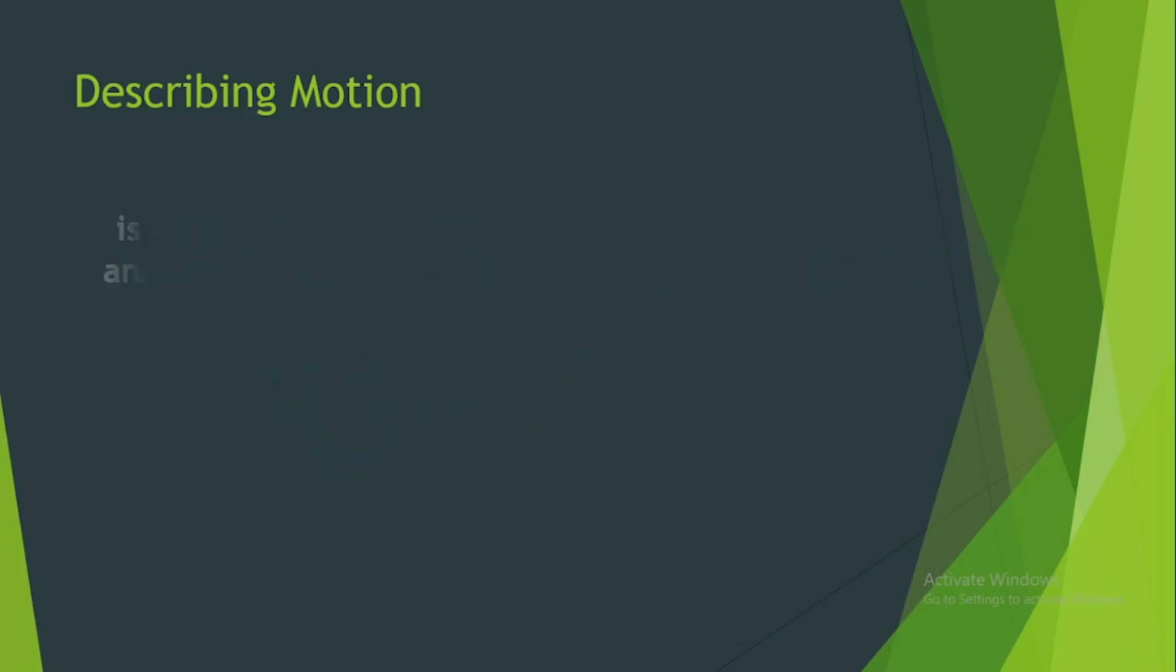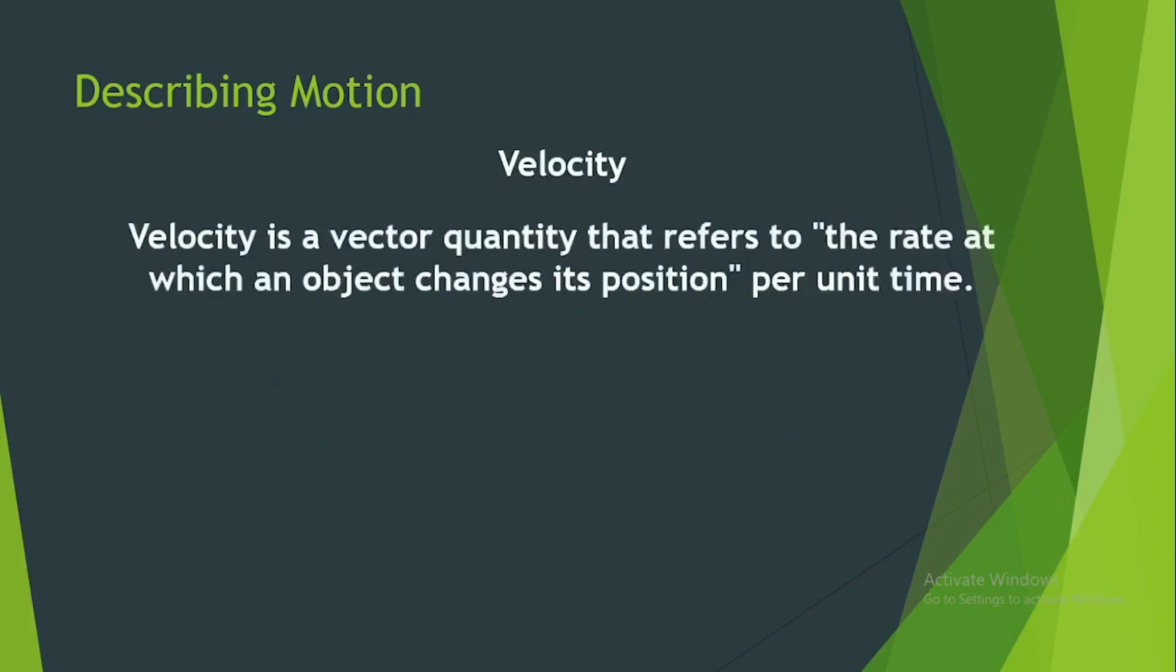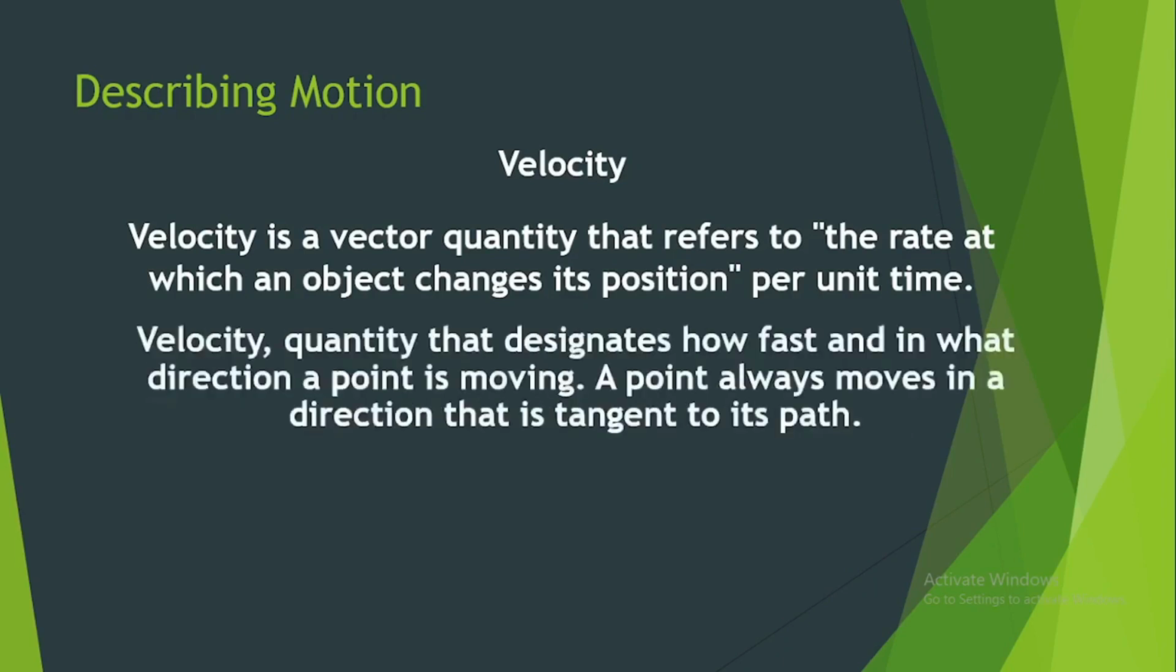Velocity is another term related to motion. Velocity is a vector quantity that refers to the rate at which an object changes its position per unit time. Velocity is a quantity that designates how fast and in what direction a point is moving. A point always moves in a direction that is tangent to its path.